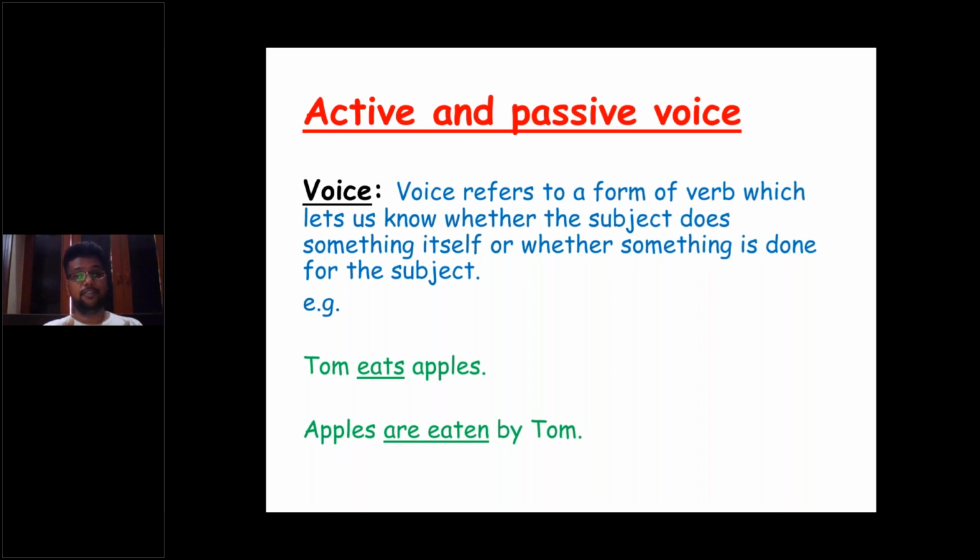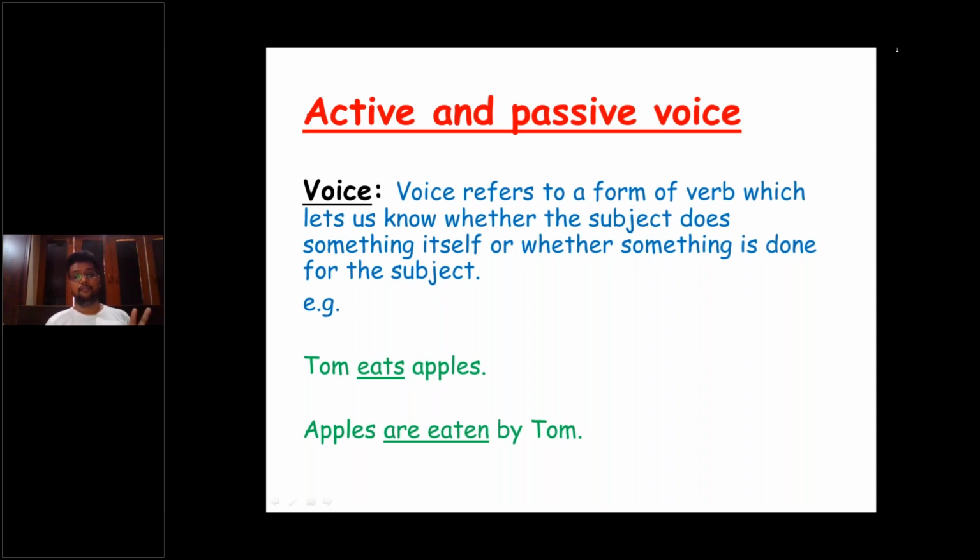So a voice refers to the form of a verb, the form which lets us know whether the subject is doing anything or whether the object is doing anything. This is where the discrimination lies. These are the two aspects of voice, that is the active voice and the passive voice.